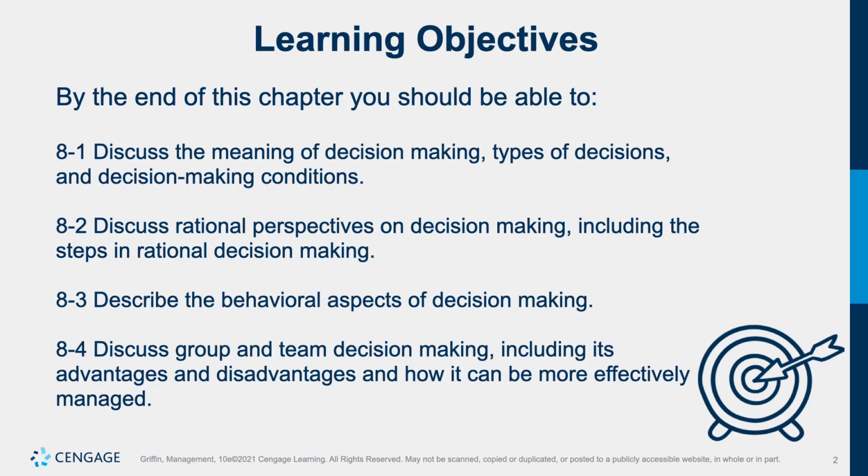The learning objectives for this chapter include an understanding of what decision making is all about, the types of decisions that are made within an organization, and conditions under which these decisions are made. Also, we'll be looking at the rational perspectives on decision making and the steps in rational decision making. We'll be looking at the behavioral aspects of decision making as well as group and team decision making, the advantages and disadvantages of group and team decision making, and how that can be effectively managed.